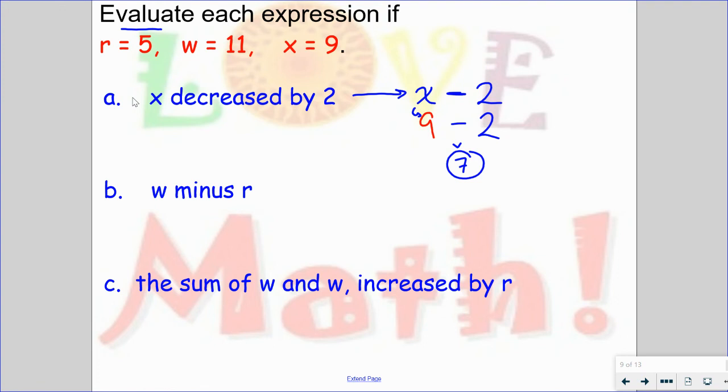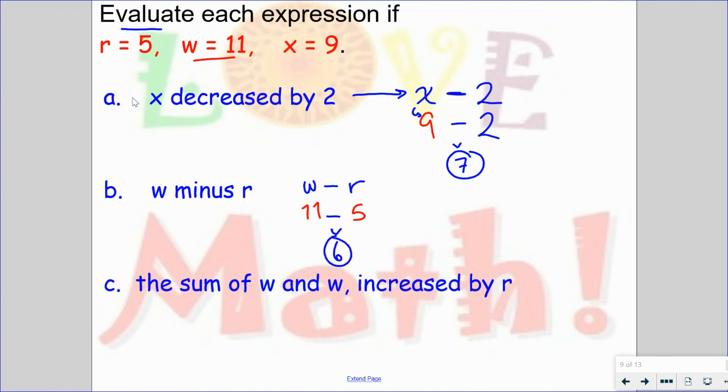On to example B, where it says W, that's what we start with, minus will be decreasing, and some quantity R. Now in this case, up at the top, it does say W is 11, and R is 5. So when we compute this, 11 take away 5 is 6.